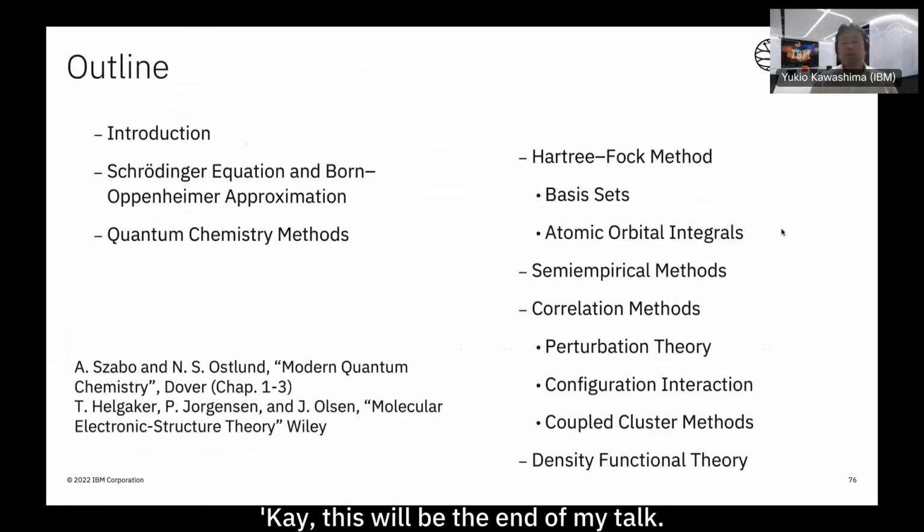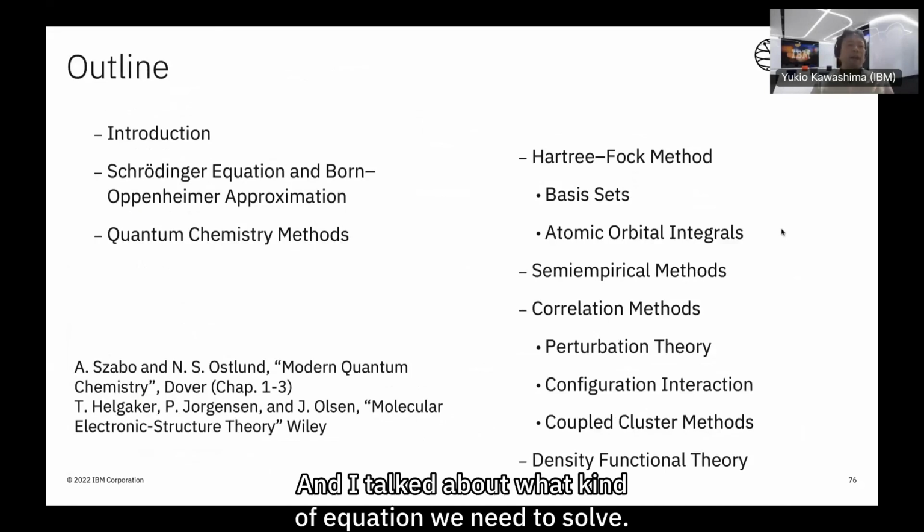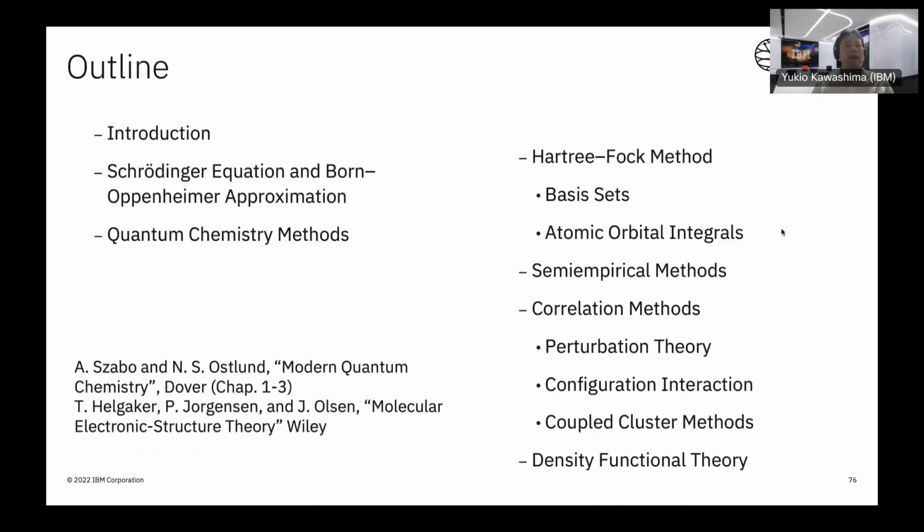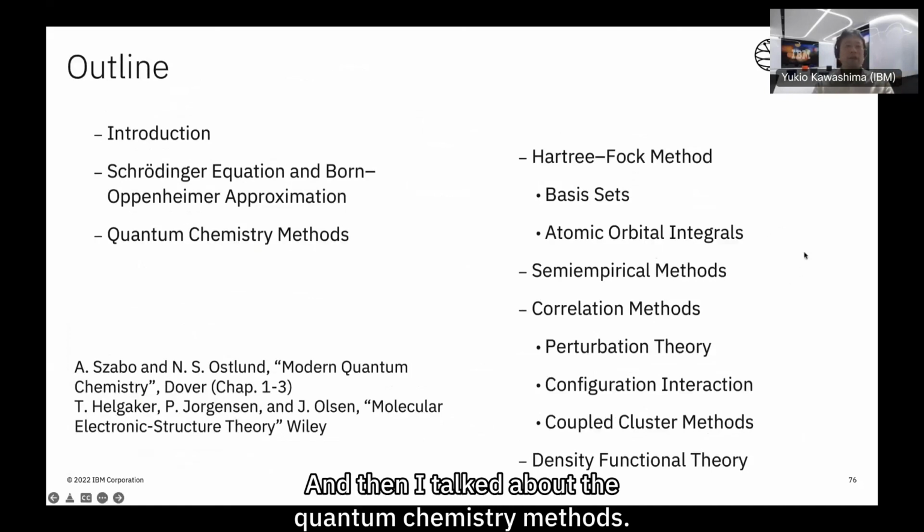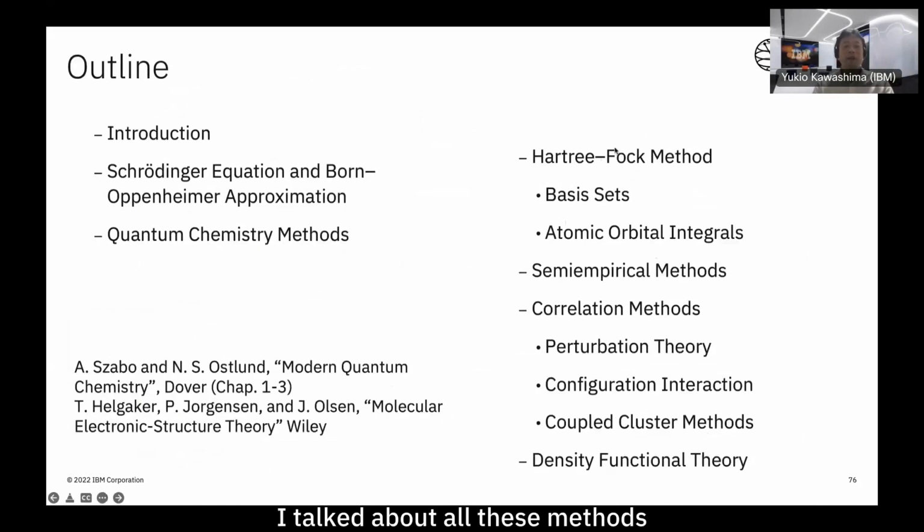Okay, this will be the end of my talk. So I have talked about what quantum chemistry simulation can do in the introduction, and I talked about what kind of equation we need to solve, and then I talked about the quantum chemistry methods. I talked about all these methods and also talked about the basis sets and atomic orbital integrals. I hope now you're a bit more interested in quantum chemistry, and I hope I didn't make you bored.